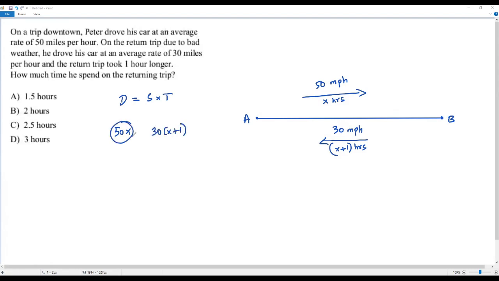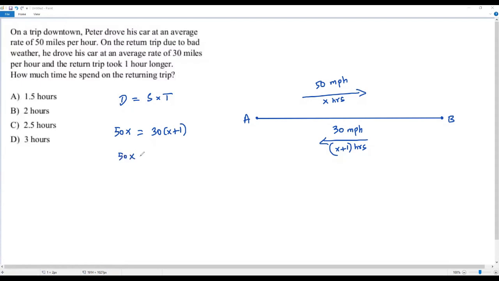This 50x represents the distance from A to B, and this 30 times (x plus 1) represents the distance from B to A. From A to B and B to A, we have the same distance, so we can equate them. Now we have to solve for x in this equation, which represents the time taken by Peter when he goes from A to B, that is x hours. Now let's solve for x in this equation.